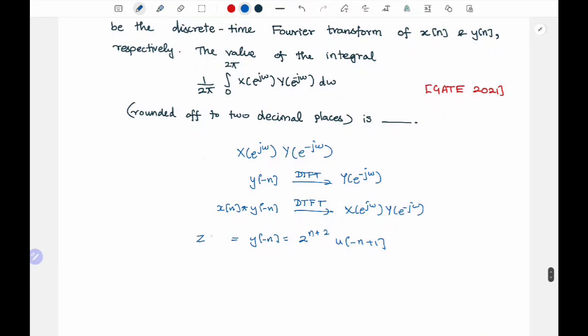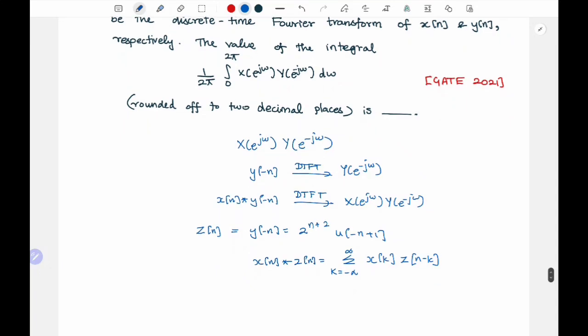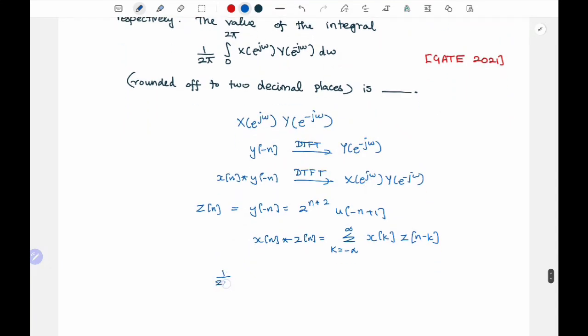So let me call it your z of n. So now you want x of n convolved with z of n. So this is nothing but summation k equal to minus infinity to infinity x of k z of n minus k, right? But this integral 1 over 2 pi, integral 0 to 2 pi X of e power j omega, Y of e power minus j omega d omega is nothing but whatever this, let's call it w of n. It's gonna be w of 0.